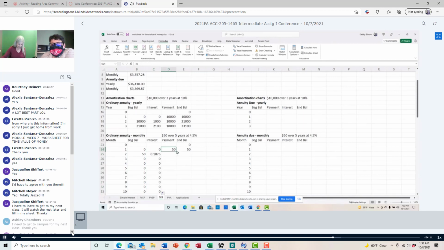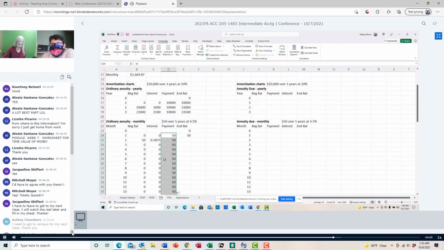Double click the fill handle for the payment. Make sure it stays at 50. If it changes to 51, 52, there's a little box over here and you can tell it to copy cells instead of doing a series, to make it change just to all 50s. And then I just copy my ending balance formula.